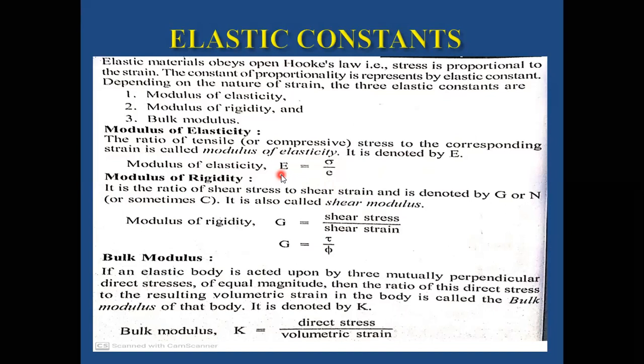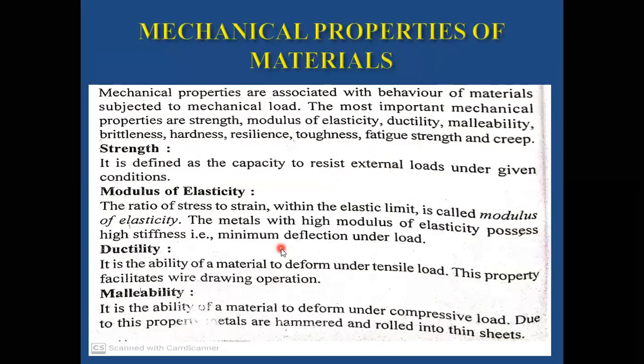Okay. And in the case of modulus of rigidity, it is the ratio between shear stress and shear strain. So shear stress to shear strain we can call the modulus of rigidity. And then bulk modulus is nothing but the direct stress divided by the volumetric strain, which we have discussed already. Okay, bulk modulus. And then these are the mechanical properties of a material.